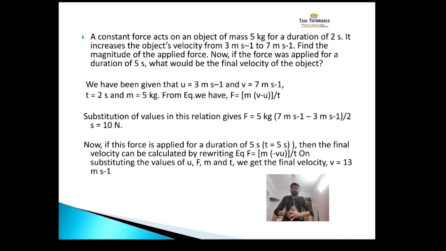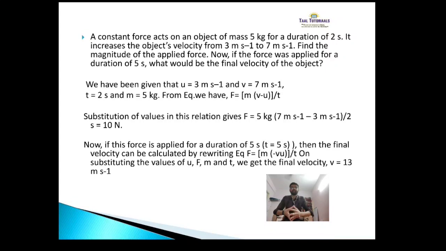As I told you, first we need to find what other information we can gather from the question. That is, u is equal to 3 meter per second, where u is the initial velocity, and v is 7 meter per second, that is the final velocity. Time was given as 2 seconds and mass is 5 kg. So we know the formula F is equal to m into a, where a I can find as v minus u divided by t, which I have included in the formula, that is F is equal to m into (v minus u) by t.